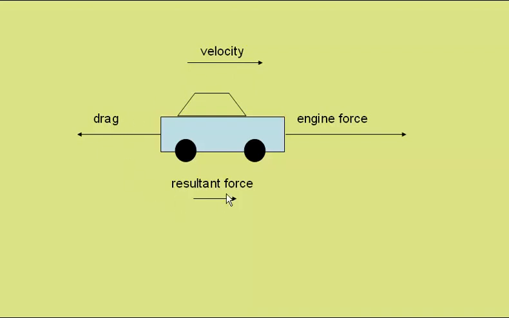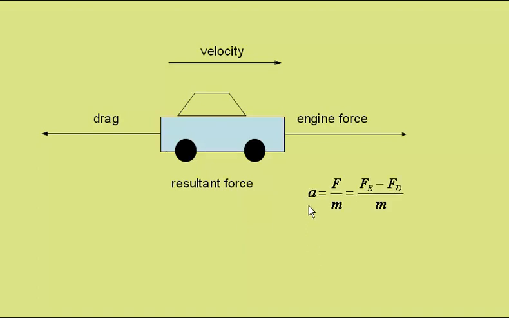The resultant force is simply the difference between the engine force and the drag, and so as drag increases, the resultant force will reduce. Eventually drag will come to equal the engine force and will have zero resultant force. The car will then stop accelerating and will travel at a constant velocity. Let's just see that. So the velocity increases, as does the drag. The resultant force reduces to zero.